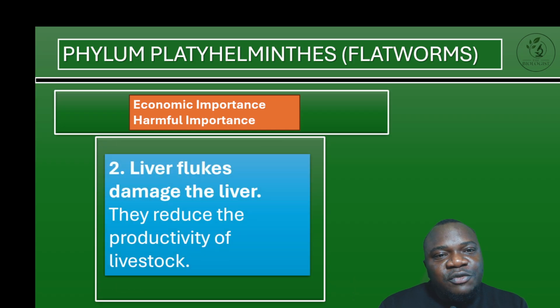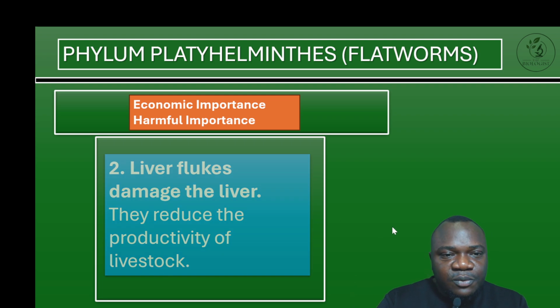Okay, and for the liver flukes, they damage the liver because they are located in the liver, and they reduce the productivity of livestock. So they affect humans, they affect the liver of livestock also.